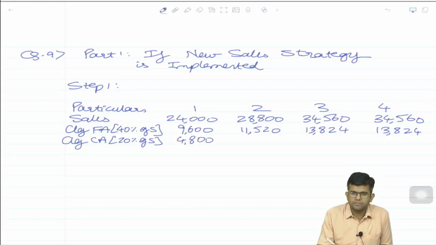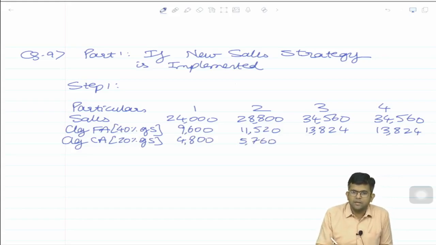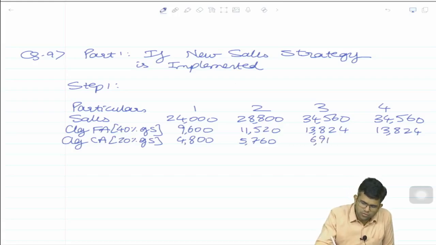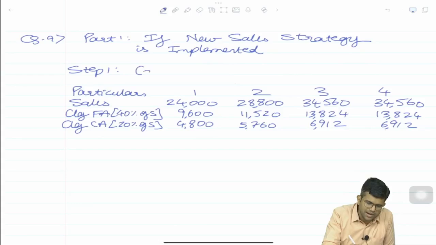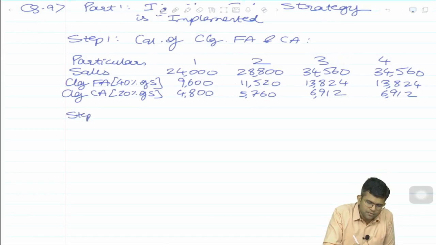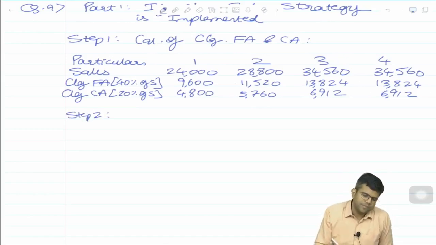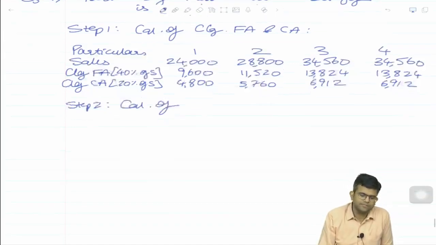4,800, 5,760, 6,912. 6,912. Story clear till here? Done? Great. So the calculation of closing FA and CA is done. Everyone clear? Now, step 2. Please pay very careful attention. Step 2. I don't know what I am calculating. I'll tell you later. Okay?